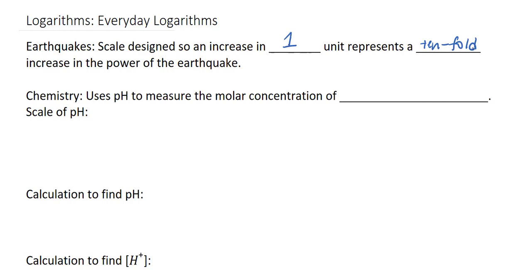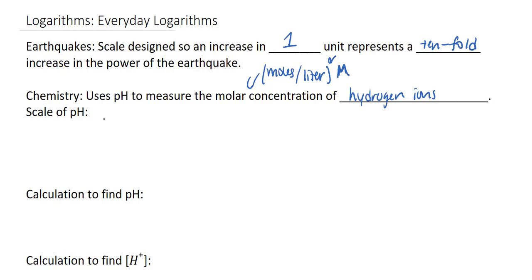Now, chemistry is also another one. We use pH to measure the molar concentration of the hydrogen ions. Molar concentration really just means moles, so how much stuff per liter? That's all that means there. It also could be represented as a big M. So sometimes you'll see it as moles per liter or molarity, which stands for moles per liter.